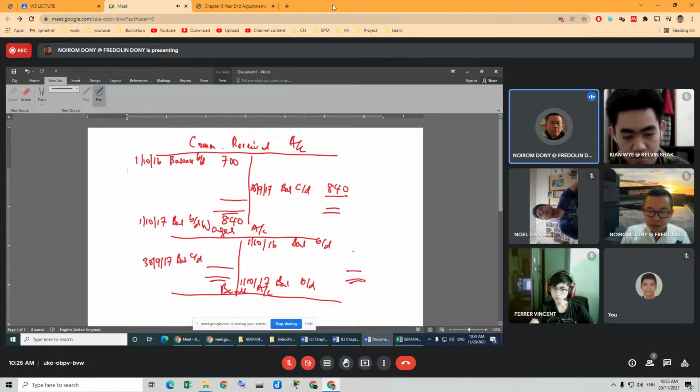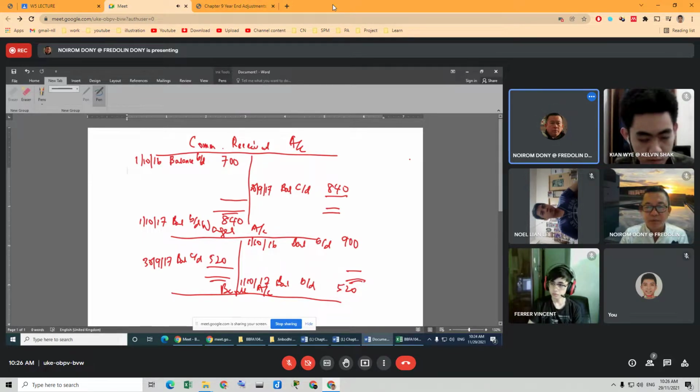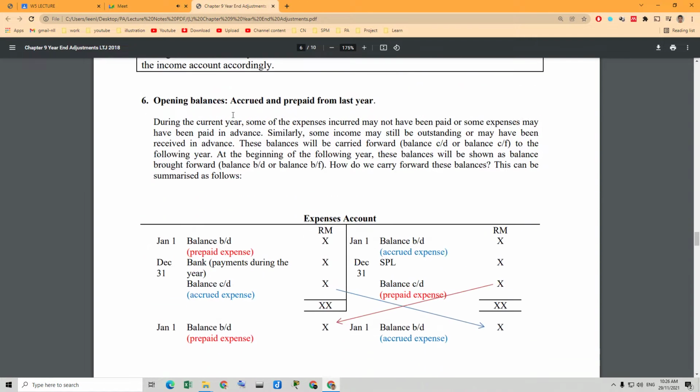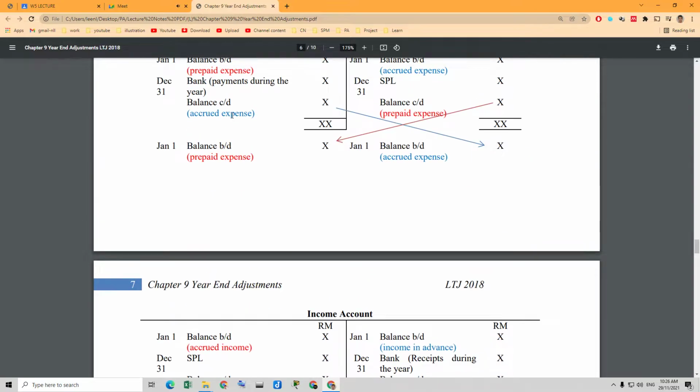And I put the figure correctly, so which is opening is 900, closing is 520. Can you get it? Do you follow? You understand why this commission received is debit balance? Why wages account, okay, credit balance? Because of the word accrued wages, so it's liability.